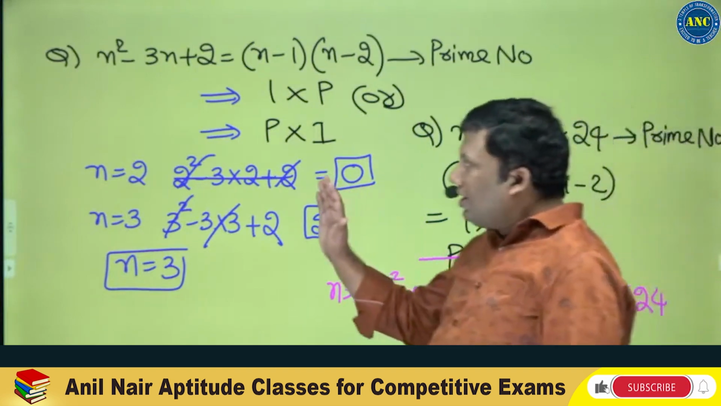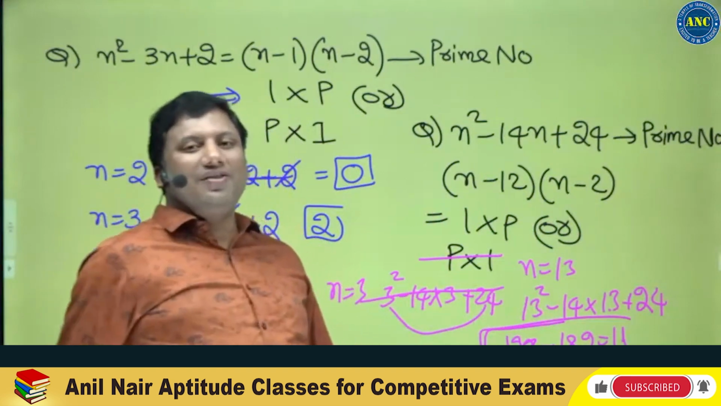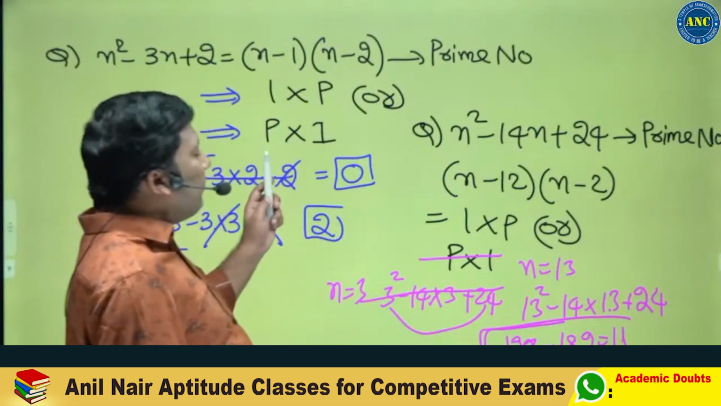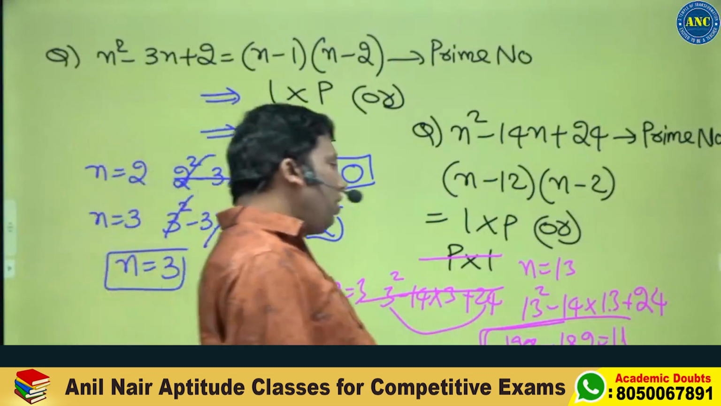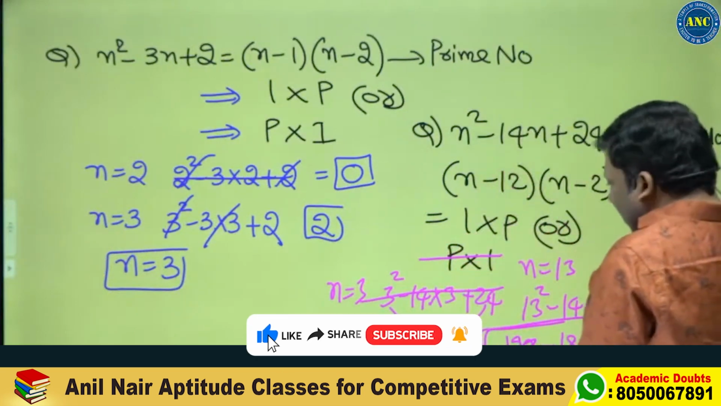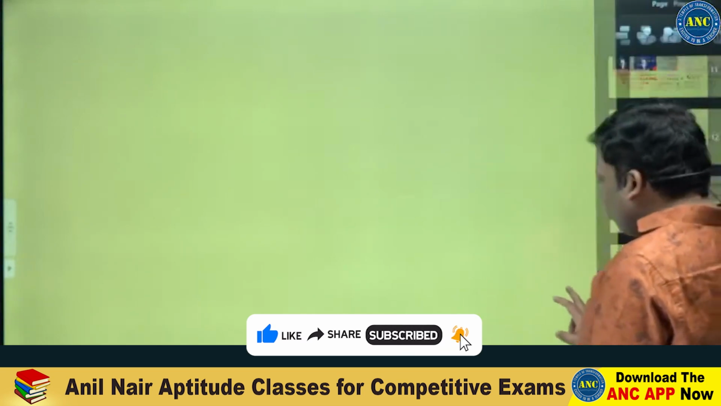The idea is clear. Very simple concept based questions only will be there. The only thing is you should know how to use it. A prime number is a number which has got only two distinct factors, 1 and itself. This is for a quadratic. What are the other two questions?